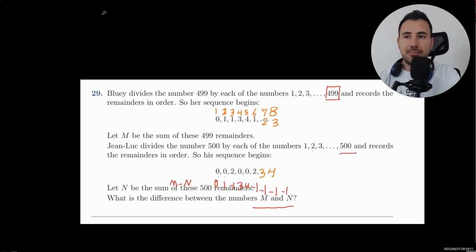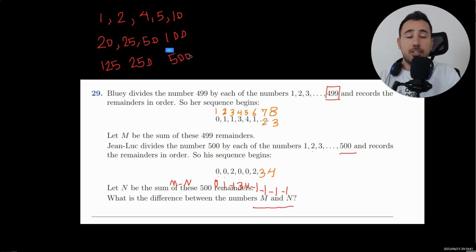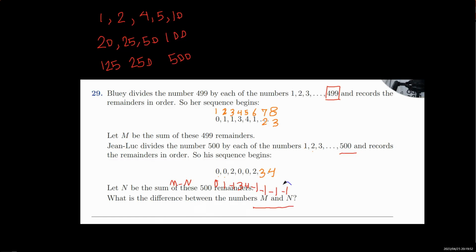So 500 is divisible by 1, 2, 4, 5, okay, 10, 20, 25, 50, 100, 125, 250, and itself 500. Okay, so for these numbers, we will have something unique. Okay, but for the rest of the numbers, all negative 1. So you see negative 1 will repeat.